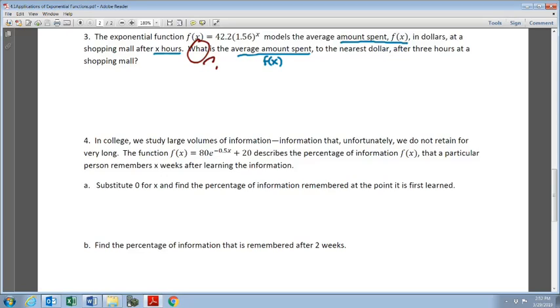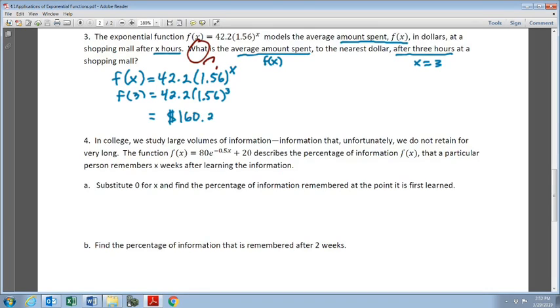That's what we're finding. And then x is 3, because it's 3 hours. So we're just going to plug 3 into this function here. And so this is our function. Let's go ahead and plug in 3. You might want to stop the video, put that into your calculator, and you should get $160.21. Alright, so again, I would encourage you to try number 4 and then watch the video.